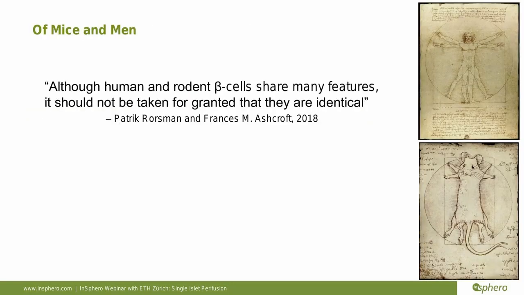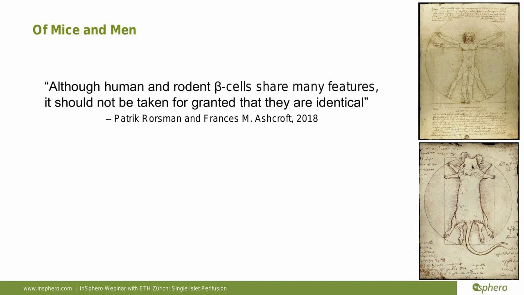Additionally, I would like to mention that a lot of the perifusion studies in the past have been done with rodent islets. Rodents obviously present a very good model system to work on islet biology. However, as mentioned by Rorsman and Ashcroft in their review, despite human and rodent beta cells sharing many features, it should not be taken that they are identical. There are multiple differences between the two species.